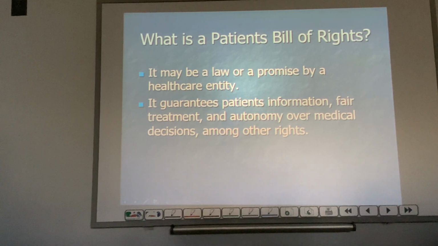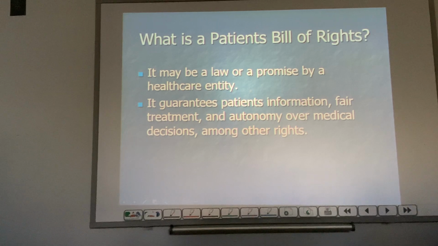So we're going to start off with going over some of the legal aspects. A reminder of the Patient's Bill of Rights. It is a law, and it's basically guaranteeing the patient their information and fair treatment. So remember, in healthcare, we can't deny anybody any treatment or care based off of their condition, their ability to pay, or them having insurance. We have to treat everybody as they come in. And there's a specific law within the Bill of Rights that pertains to that.